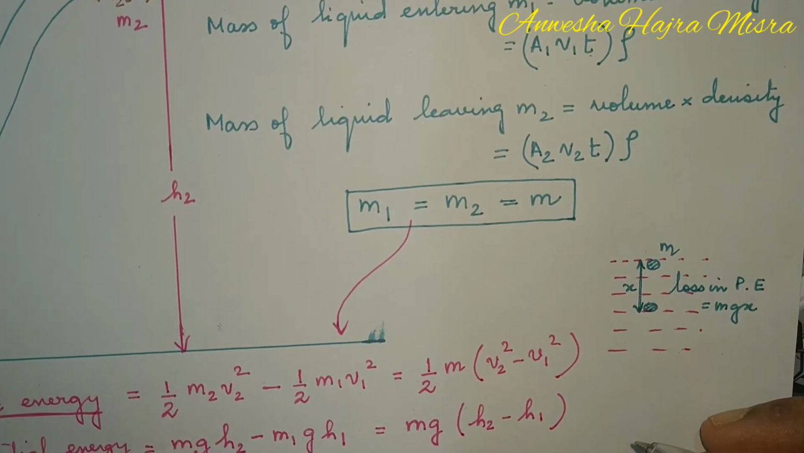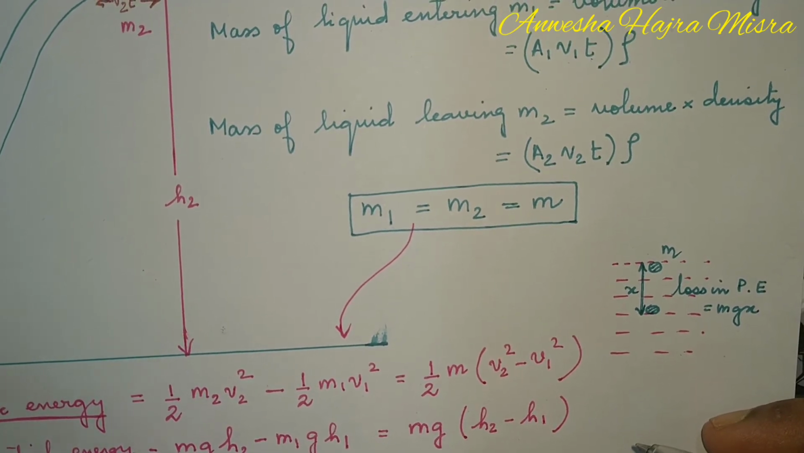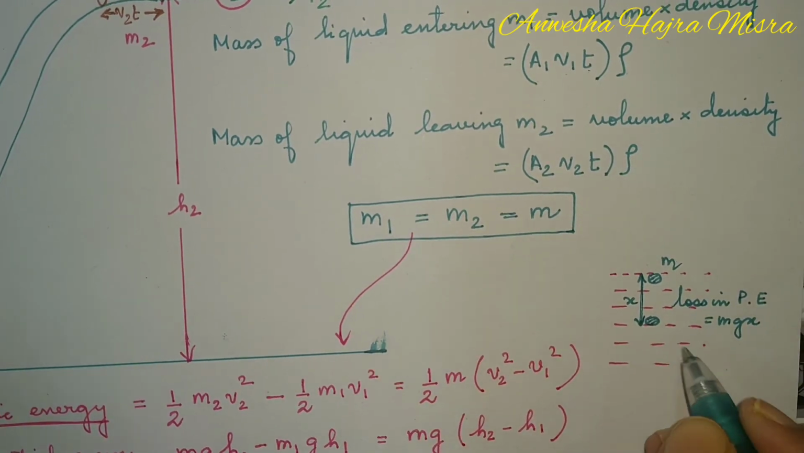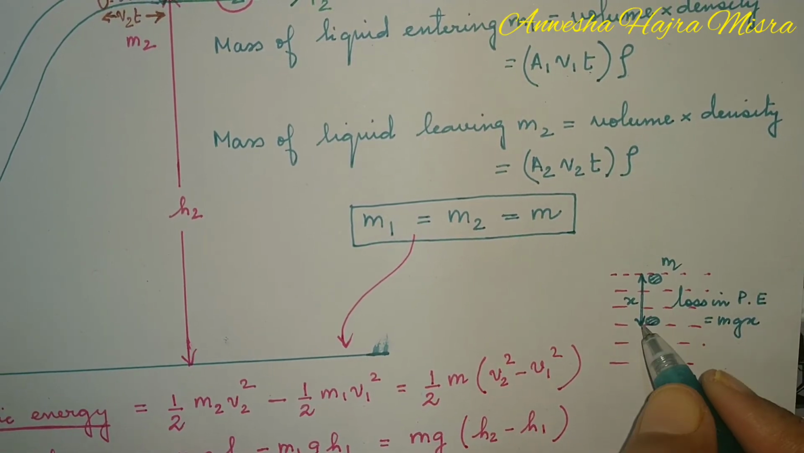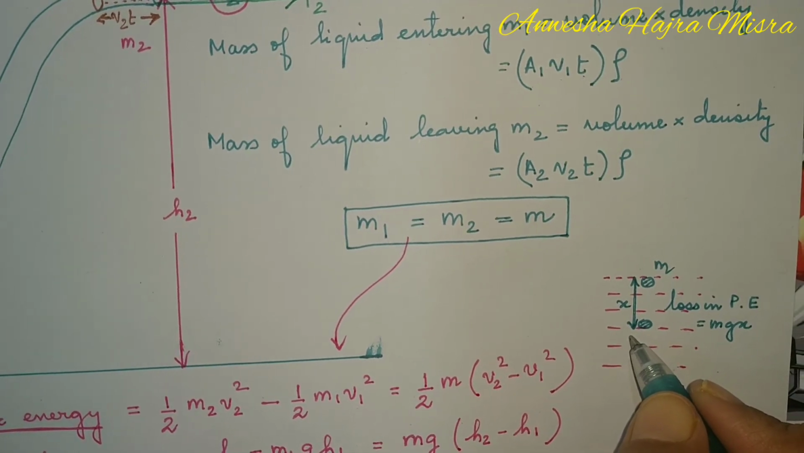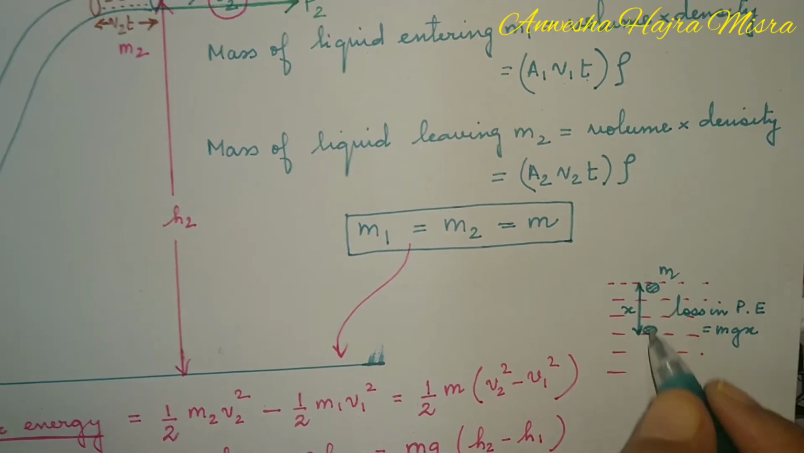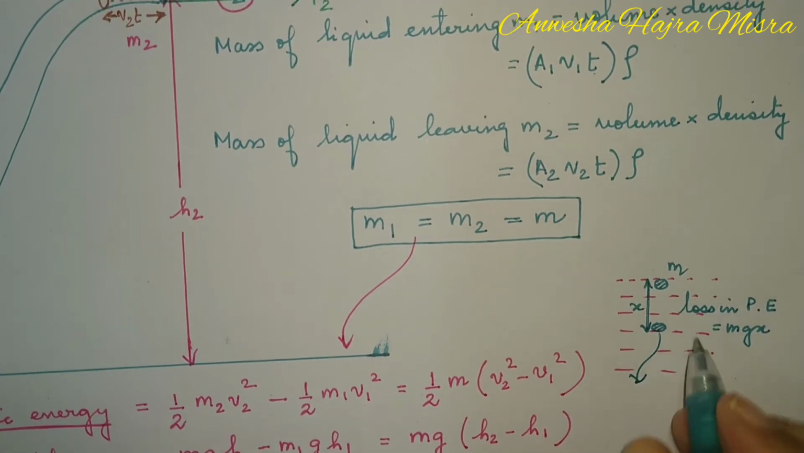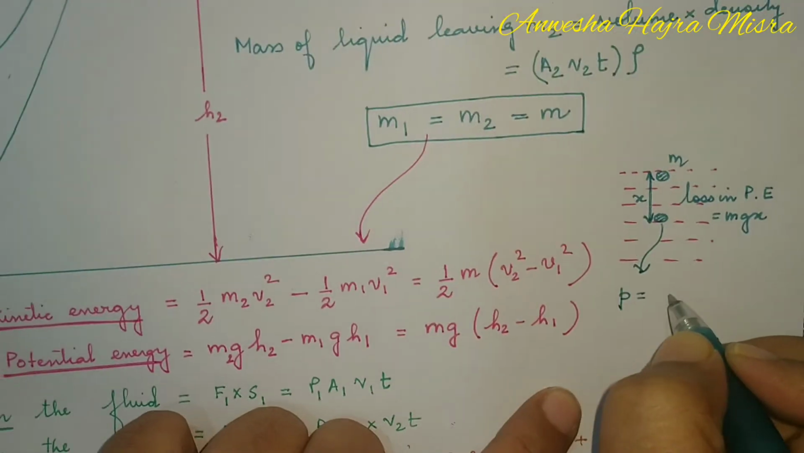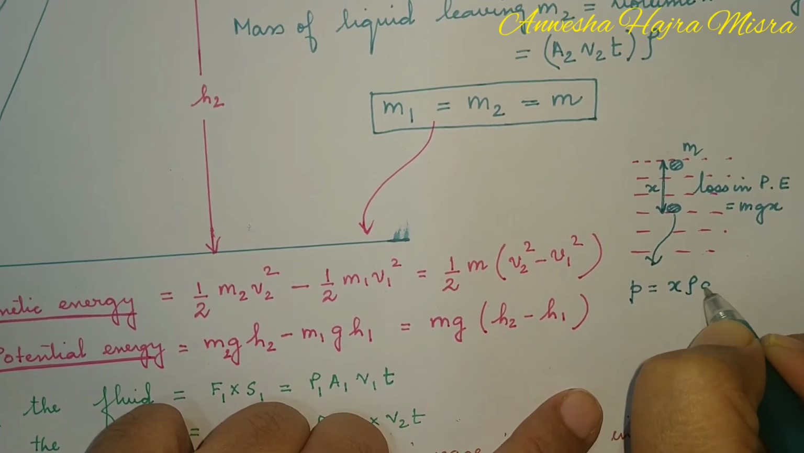So how can energy be conserved? There is a loss in potential energy. Where does this energy disappear? This actually, when you come down a depth of liquid, the pressure increases. At a depth h, what happens? We have learned before, a pressure created is h rho g. Here the h is x, so x rho into g.